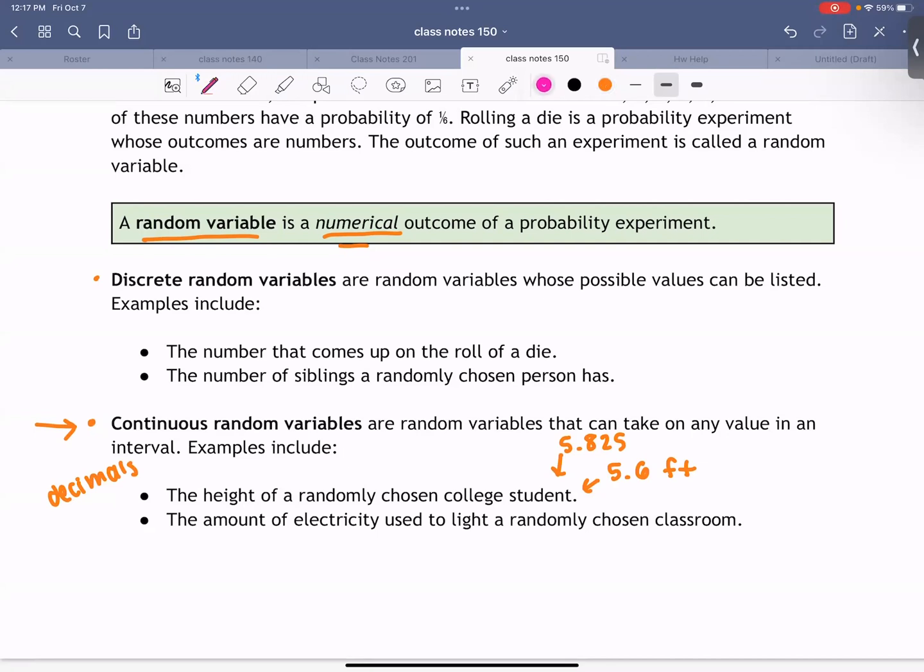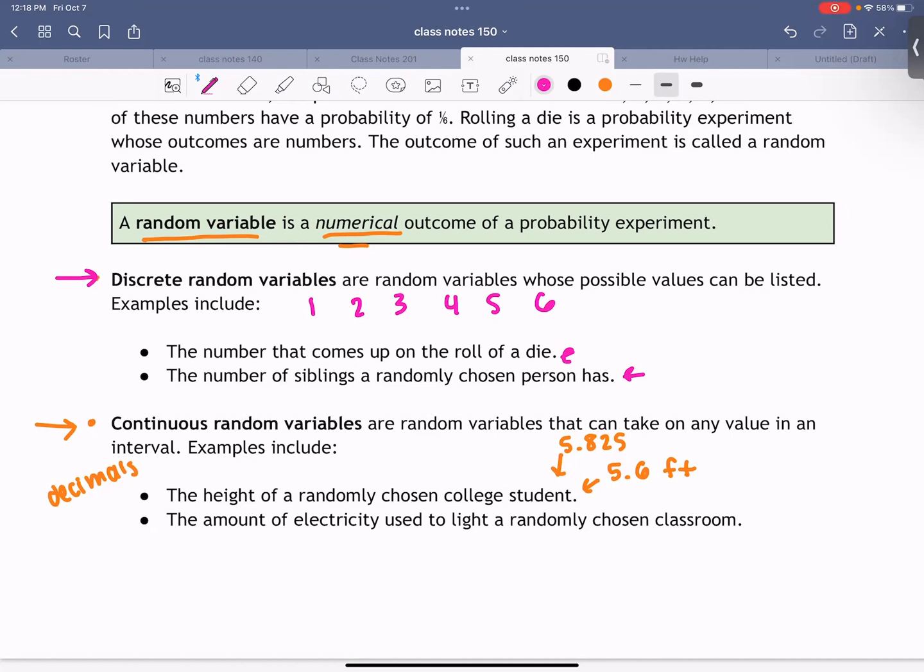On the other hand, we have the discrete random variable. Okay, these can only be described using whole numbers. So 1, 2, 3, 4, 5. Okay, for example, the number that comes up when we roll a die. I can't roll a 1.5, right? So because I can only express this using whole numbers, this one is a discrete random variable. Another example is the number of siblings I have. For example, can I have 1.2 siblings? No, right? Because that can't be described using a decimal. So that's why these two are discrete random variables instead of continuous random variables.